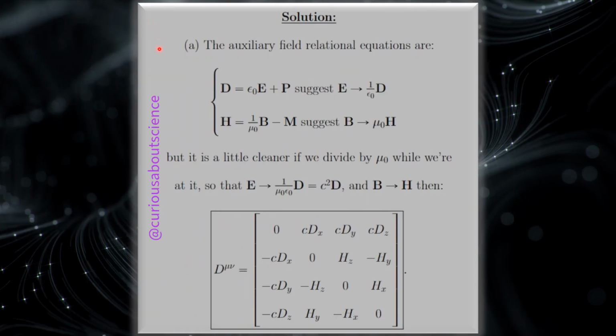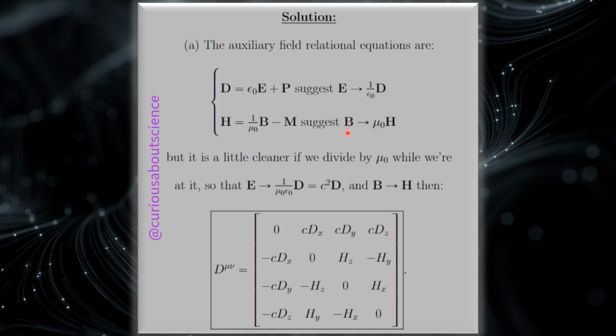All right, so for part A, we saw how we could finagle the components in the construction of the electromagnetic field tensor. We could also do a clever trick of seeing how E moves to the displacement field and B moves to the auxiliary field within how they're related. If we look at the auxiliary field relational equations, we see that D is equal to ε₀E plus P. We're not really worried about this polarization term because we're worried about how D and E relate only. And we see that E goes like 1 over ε₀ times D.